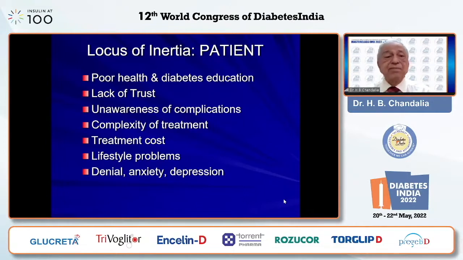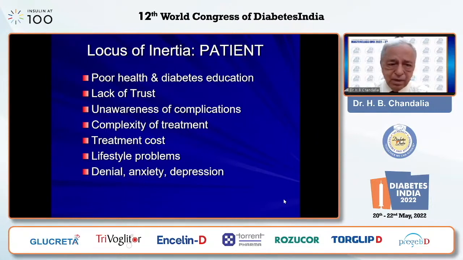patient. What are the patient factors which prevent this kind of achievement of our goals? This is how the problem is with our patients: very poor health education as well as diabetes education in people. So they don't understand. The basic lack of trust in medical people, I must tell you that. This is a very basic cultural problem in India. I've been amplifying this subject in many forums when I talk. This is very important for us to tackle. And they don't know about complications.